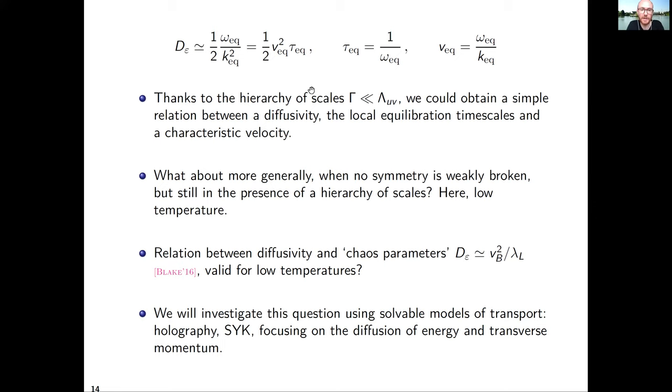So the main message here is that when there's a hierarchy of scales like this and the symmetry is weakly broken, then you can always obtain a simple relation between the diffusivity and the local equilibration time scales and some characteristic velocity. And these all correspond to physical excitations of the system. But somehow this is a special case. We'd like to know more generally when no symmetry is weakly broken, but we still have a hierarchy of scales. Can we get something there? And so this is the second part of the talk. So maybe let me pause here and take any questions before moving on.